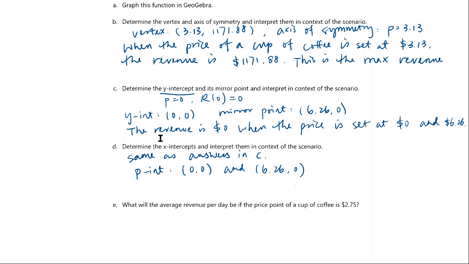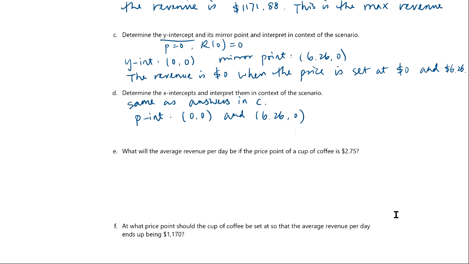And you can also think about when we're looking at the y-intercept, we're more focused on the idea that when the price is 0, the revenue will be $0. And for the x-intercept, we're more focused on the starting point being the revenue being 0 when the price is $0 or $6.26 per cup of coffee. With this in mind, we can think about some specific questions we can answer in our model.